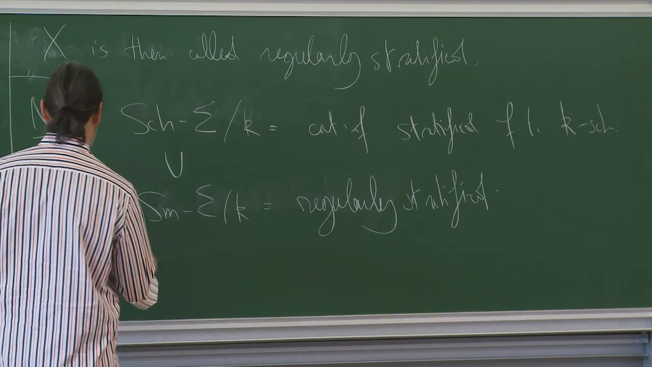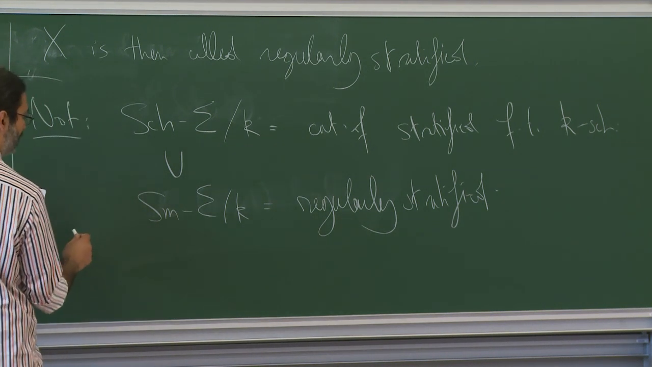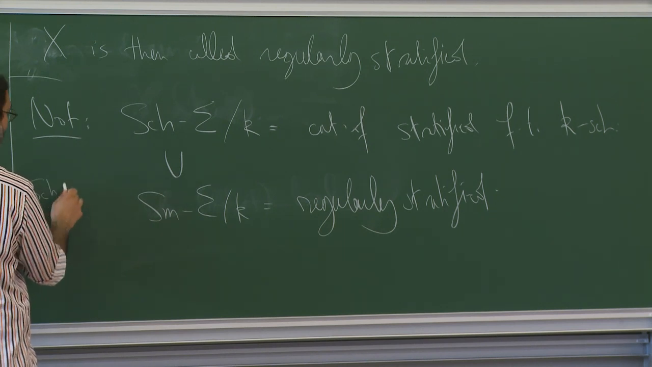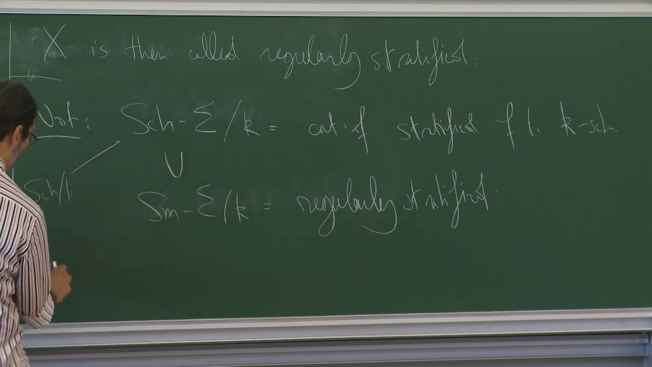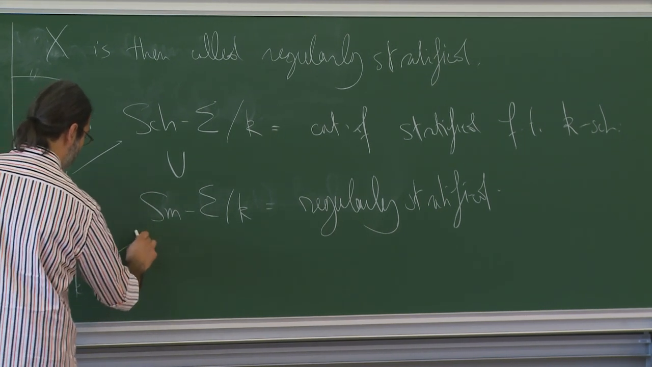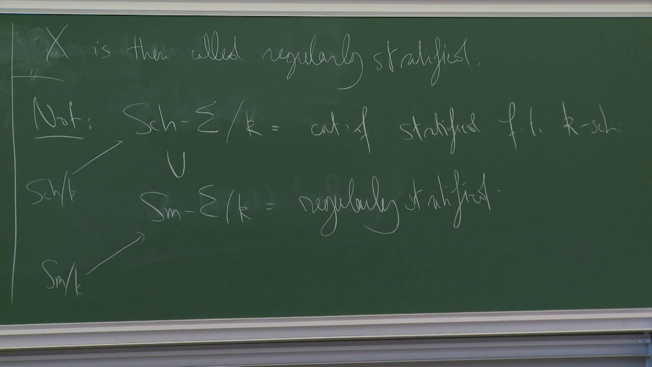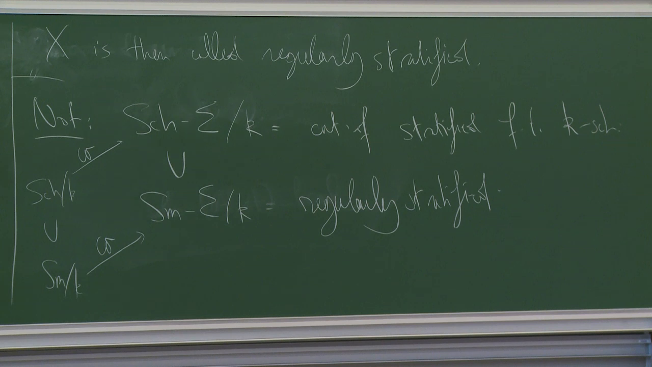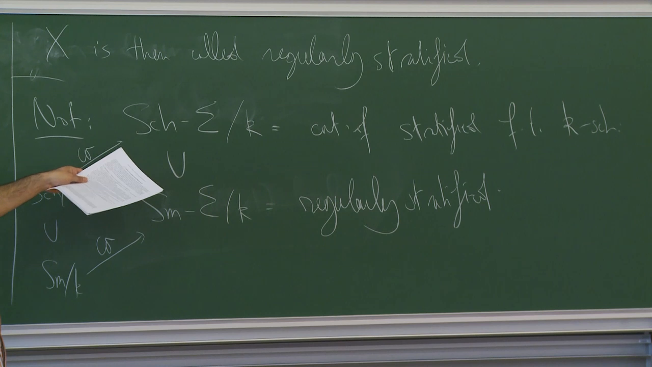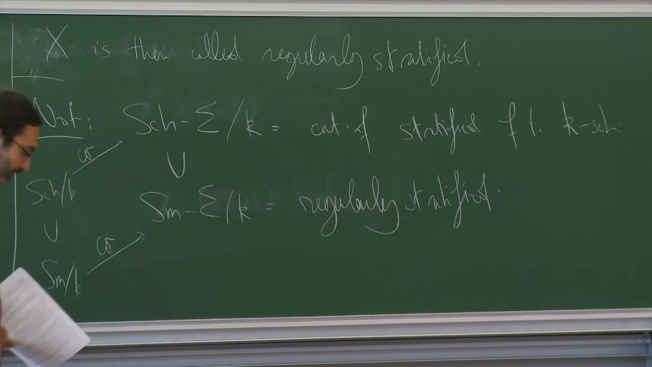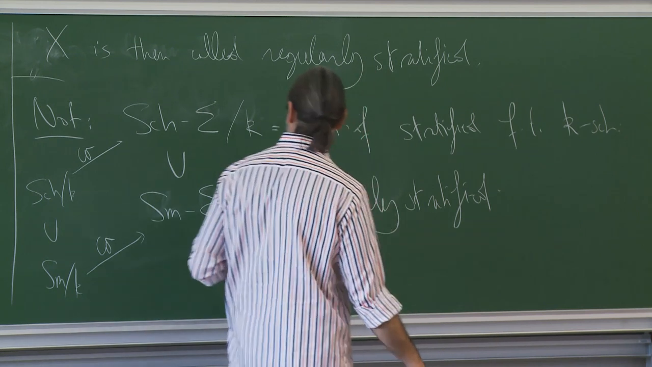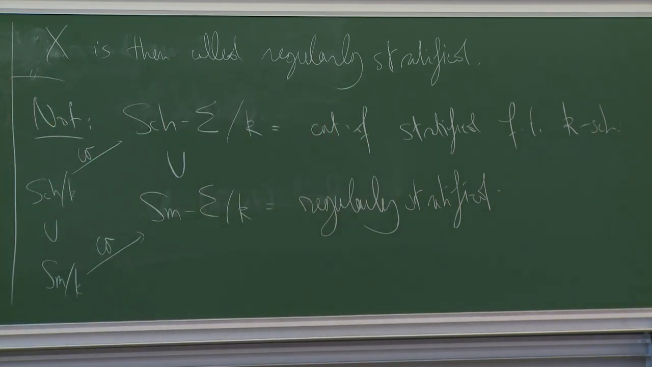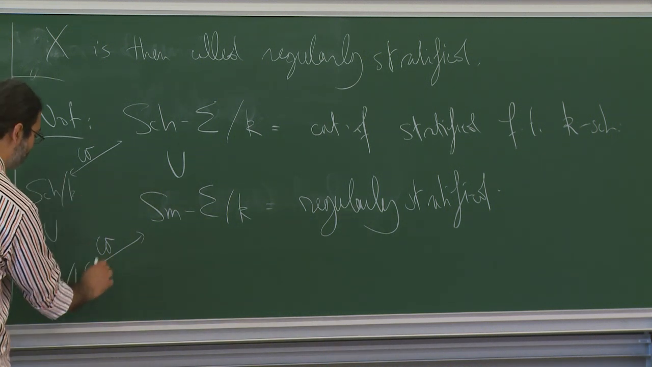And I have obvious functors in both directions, but let me just consider these ones, which I call co. Co is for coarse. This functor takes a scheme and gives you the scheme with the coarse stratification, namely the strata are exactly the connected components of X, and similarly for smooth ones. So I call this inclusion co, for coarse.